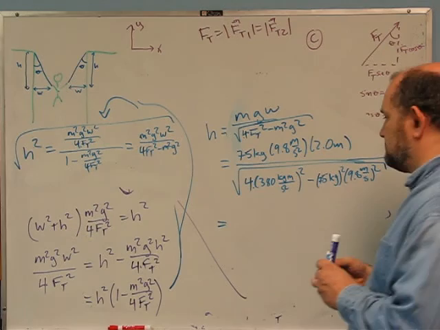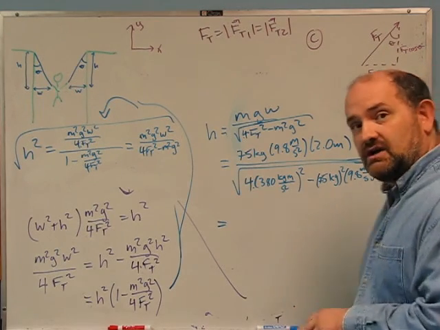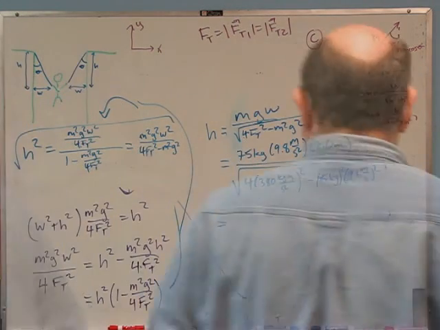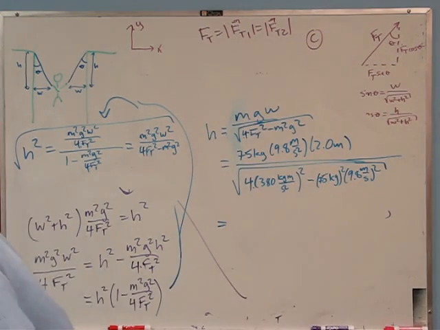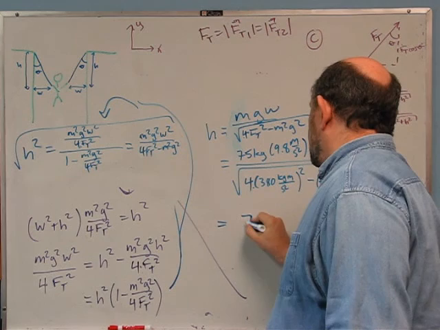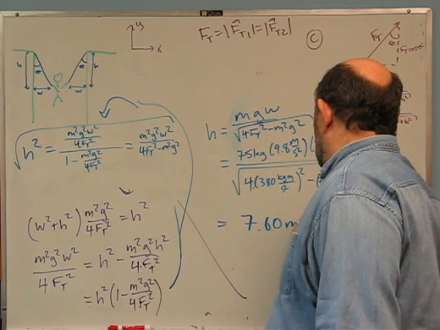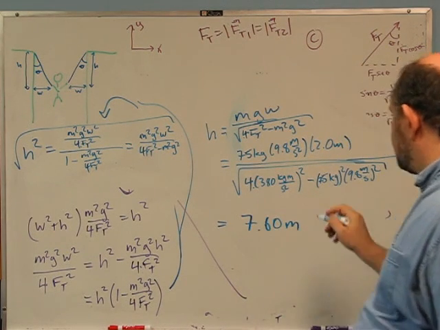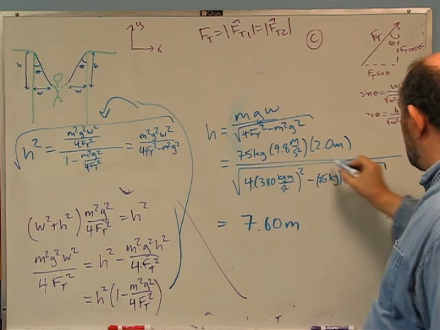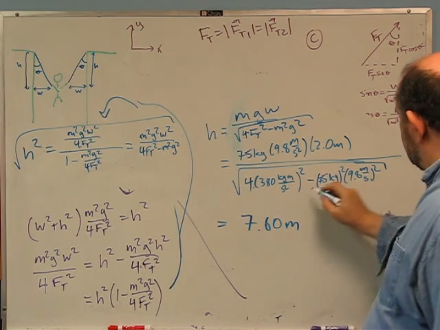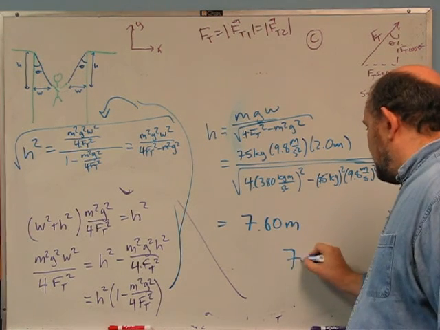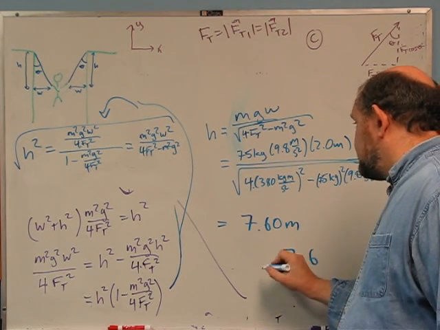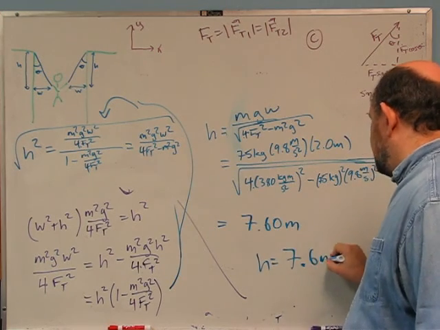Now I have enough that I can plug the numbers in to my calculator, so I shall do so. Okay. And when I plug that into my calculator, I'll get that h is equal to 7.60 meters. Now, to figure out how many sig figs I have, I would actually have to do just this denominator all by itself, because there's a subtraction here. I'm not going to worry about that right now. I'll just guess that I probably have 2 sig figs, and I'll say that 7.6 meters.